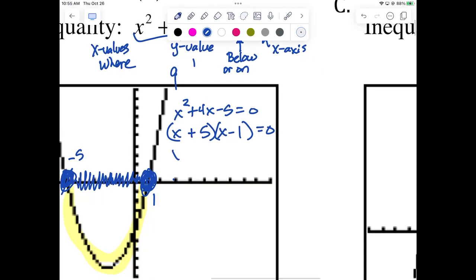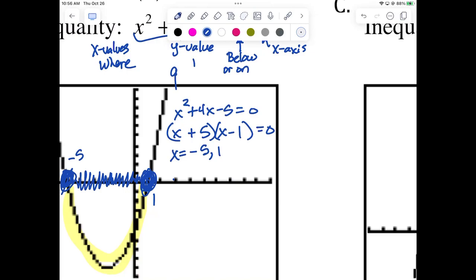So that means x equals what? If x plus 5 is the factor, what's the root that goes with it? Is it 5? It's negative 5. Good. And if x minus 1 is the factor, what's the root? Positive 1. It's the opposite sign. Okay? If you see x plus 5, minus 5 is the root.